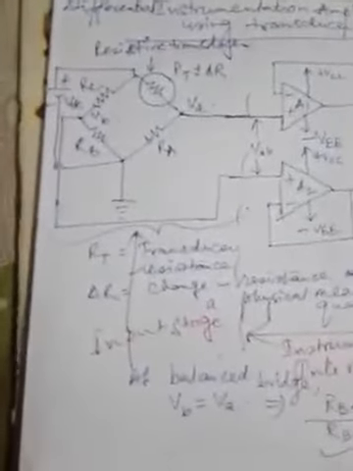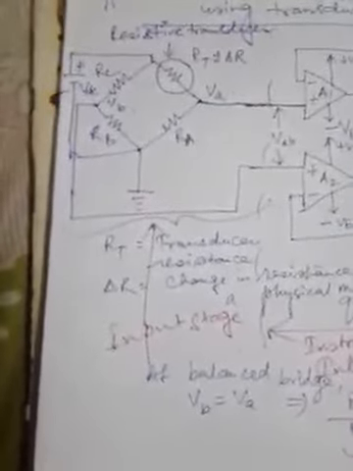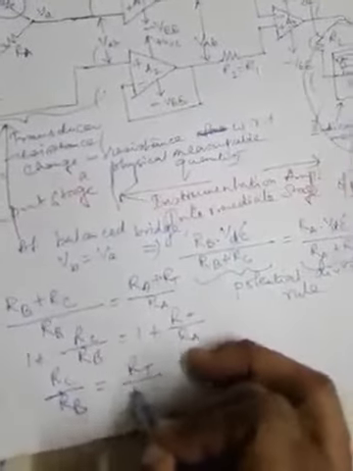So from here we can say VDC gets cancelled, and if we reciprocate the two sides, it should be RB plus RC divided by RB is given by RA plus RT divided by RA, and that is 1 plus RC by RB is 1 plus RT by RA, which gives us RC by RB is equal to RT by RA.